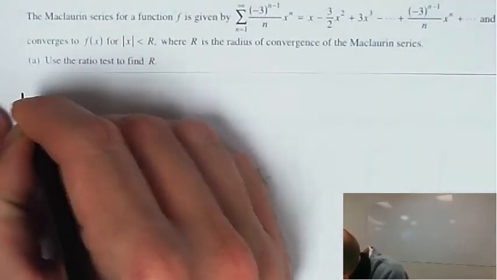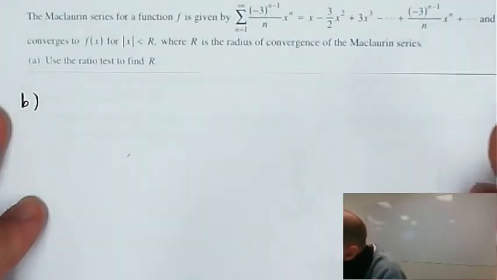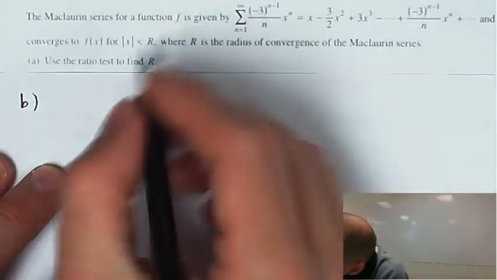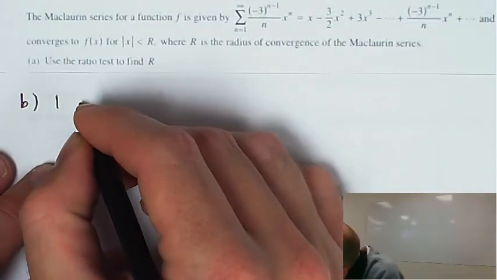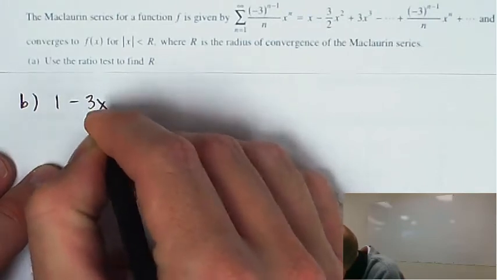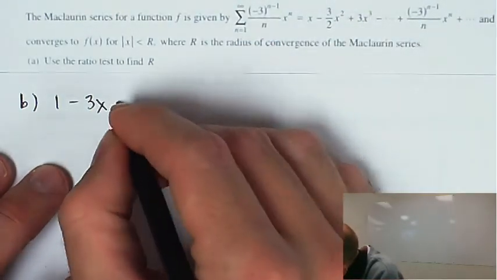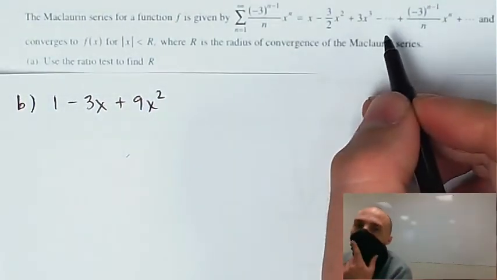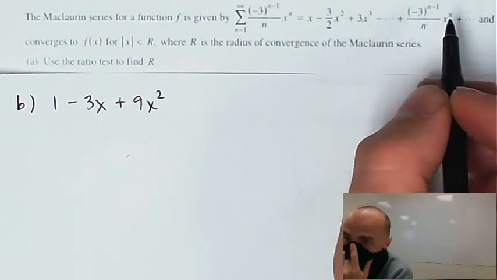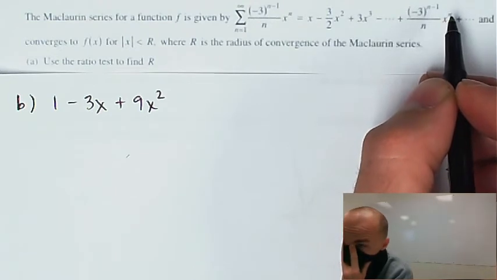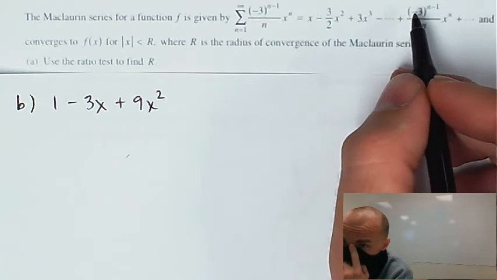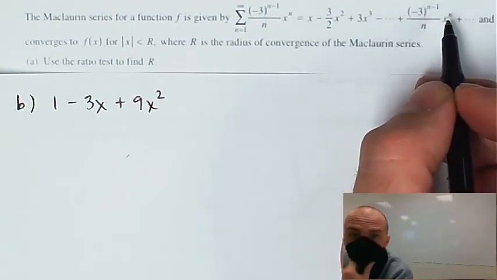So for part B, I'm going to just take the derivative of this term by term. I need the first 4 non-zero terms. All right. 1 minus 3x plus 9x squared. What would the next term be? Okay, well, I take the derivative, and it's going to be n over n, and x to the n minus 1. So it's just negative 3 to the n minus 1 times x to the n minus 1.